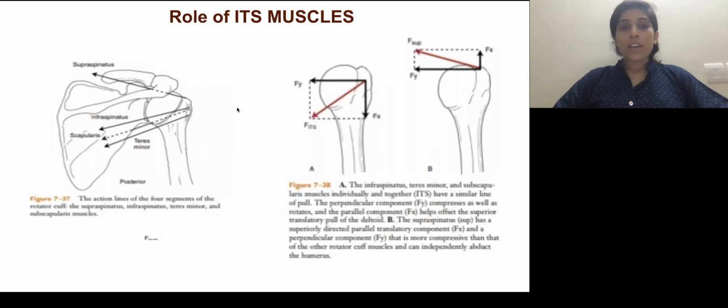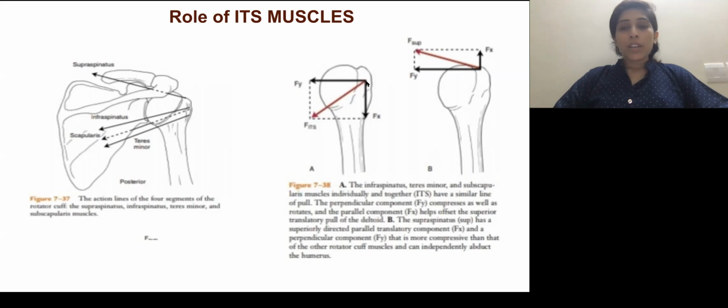So first we'll see about these three muscles' role and how they help the deltoid for the production of abduction motion. Here in this figure, we can see that the resultant force vector of the ITS is indicated in red. If we draw the perpendicular and parallel force vectors, they are Fy and Fx. Fx is parallel to the long axis of the bone, and Fy is perpendicular to the long axis of the bone.